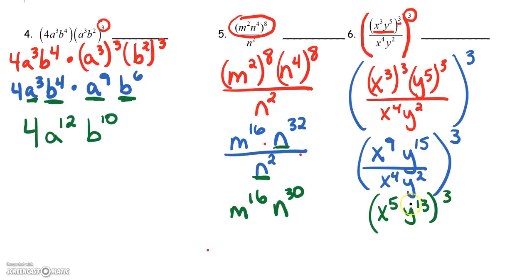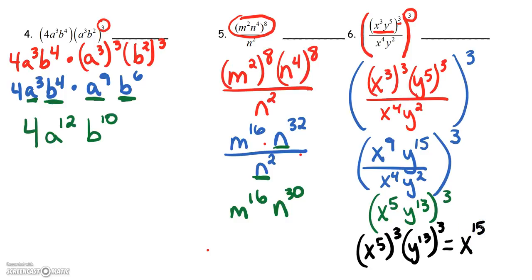We're finally ready to handle that, so let's take the entire expression inside the parentheses and cube it. X to the 5th gets cubed, and y to the 13th gets cubed. We have exponents to exponents. We multiply those exponents together. X to the 5th cubed is the same thing as x to the 15th, 3 times 5. And y to the 13th cubed is the same thing as y to the 39th, 13 times 3. And that's our answer for number 6, and the end of our video series on exponents.